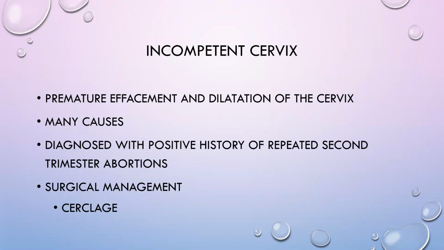An incompetent cervix is a cervix that just will not hold the pregnancy. It tends to efface and dilate very early. There are many causes for this problem. It's diagnosed with a positive history of repeated second trimester abortions. Management for the incompetent cervix is a cerclage, and the cerclage is usually removed at about 36 to 37 weeks for the women to go into labor.